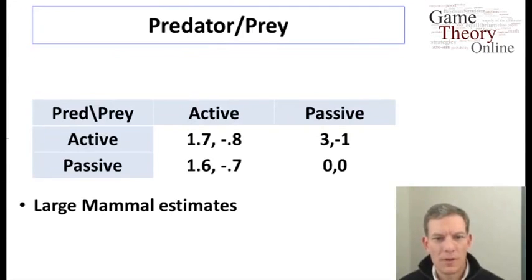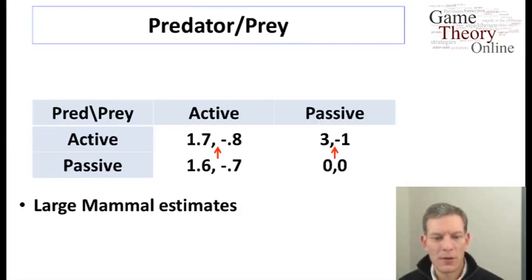Okay, so now in terms of making some predictions about what's going to happen in the predator-prey game, the first thing we can begin to do is look at the different payoffs that the predator gets, for instance, as a function of which choice they make. So let's have a peek at that.